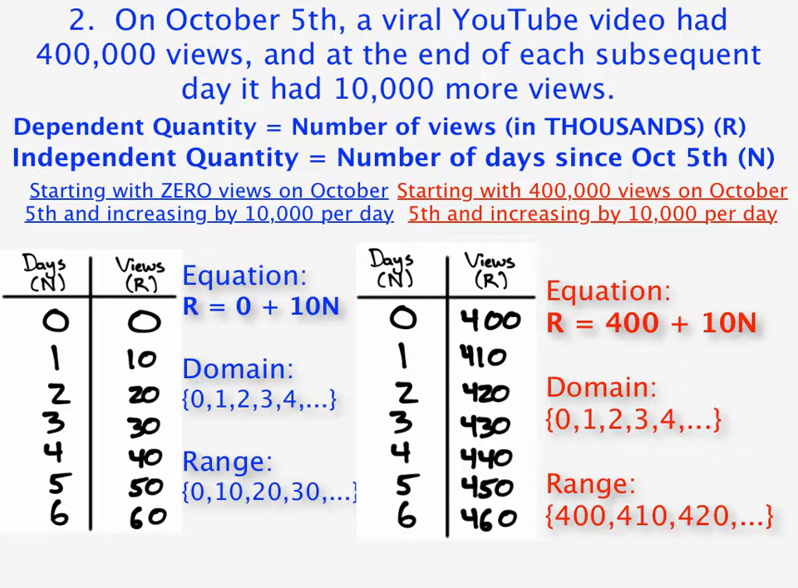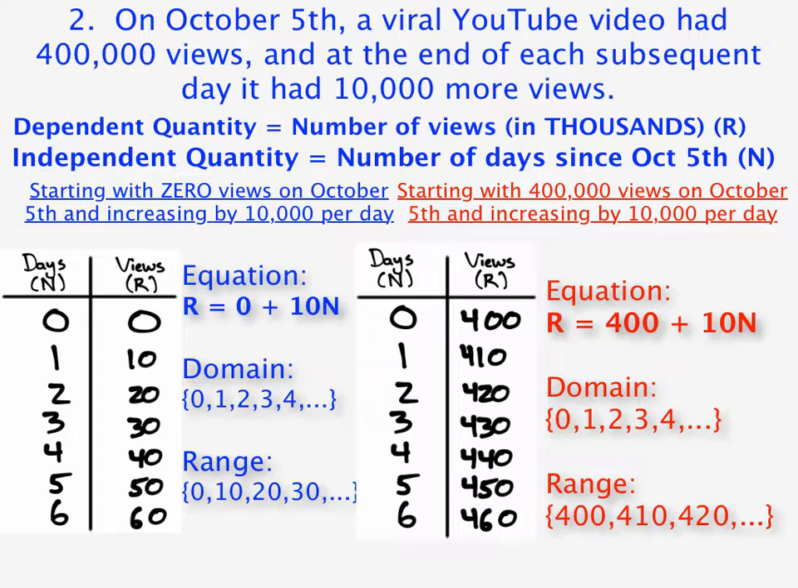Our domain doesn't change in this case, it's still 0, 1, 2, 3, etc. And our range is just going to be all the possible number of views. So in this case, 400, 410, 420, which of course represents 400,000, 410,000, etc.